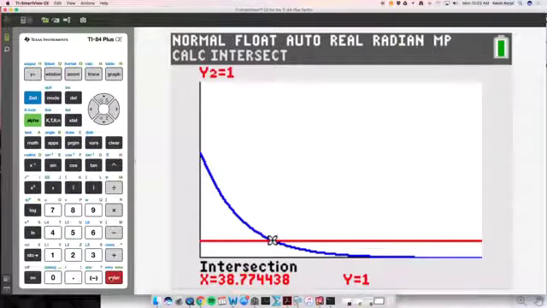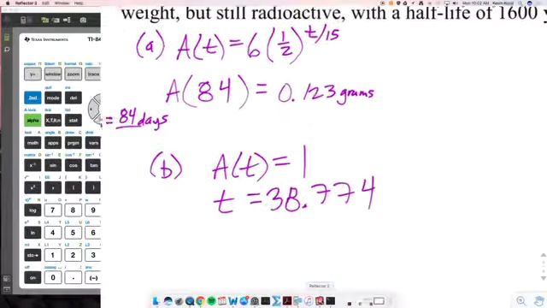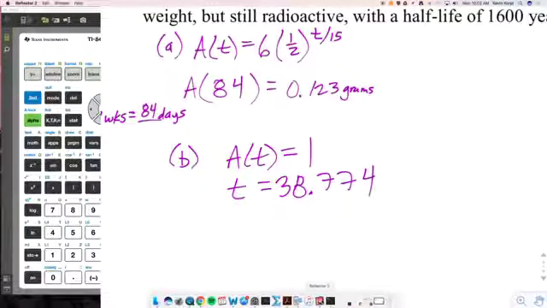You get t equals, to 3 decimals, 38.774. Round or truncate, it's the same answer. And of course, then we put units on our final answer. That is what? Days. Yeah, days.